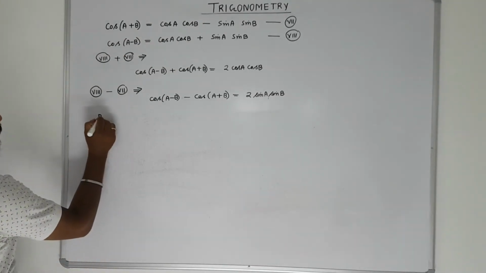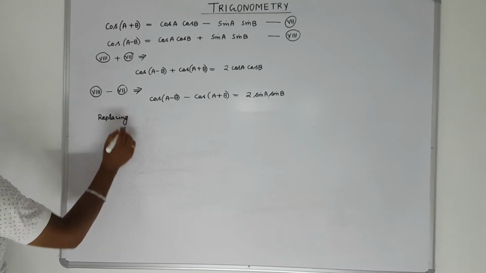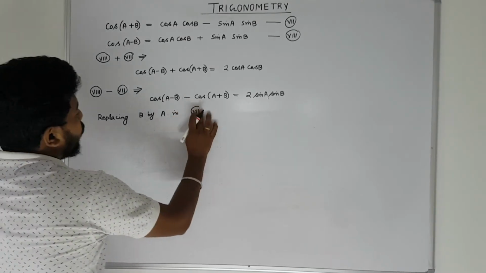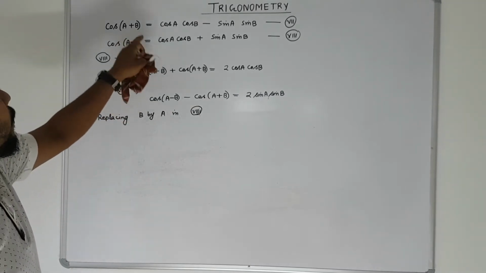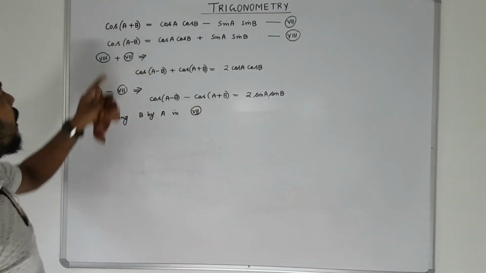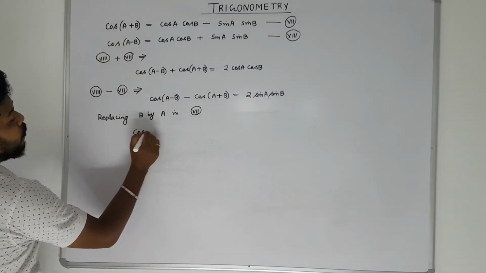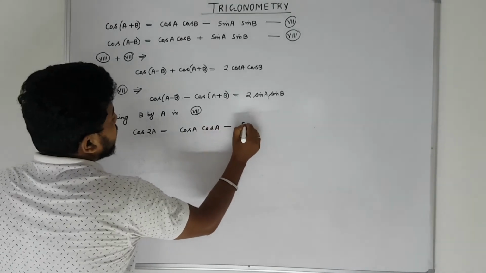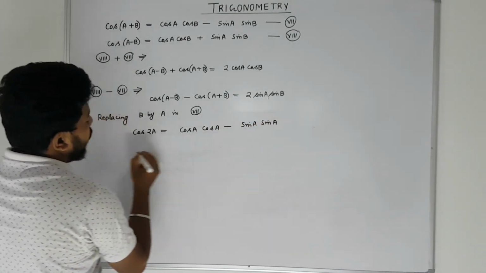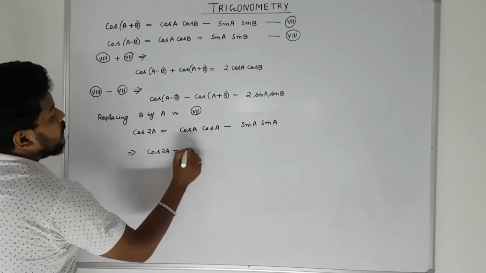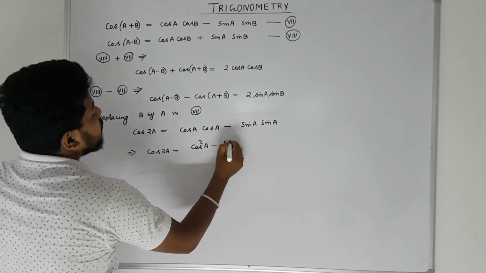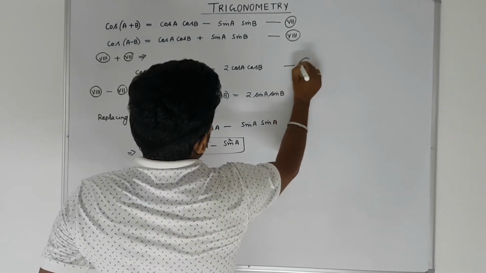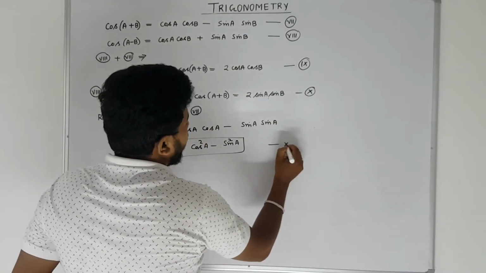Now replacing B by A in number 7 or number 8, I will get cos 2A = cos A into cos A minus sin A into sin A, which implies cos 2A = cos square A minus sin square A. This is number 9, number 10, this is number 11.